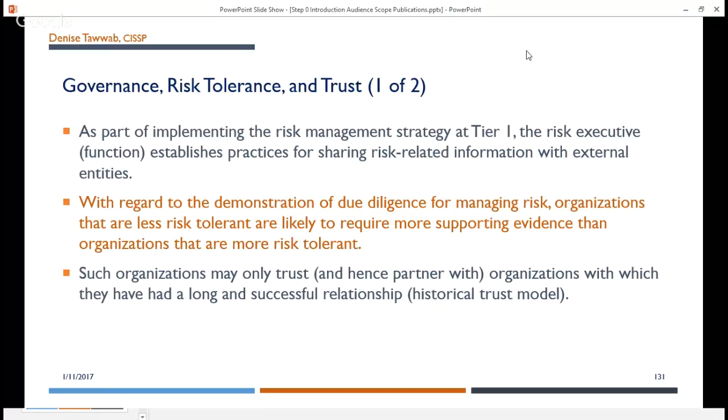Governance, risk tolerance, and trust. As part of implementing the risk management strategy at Tier 1, the risk executive function establishes practices for sharing risk-related information with external entities. With regard to demonstrating due diligence for managing risk, organizations that are less risk tolerant are likely to require more supporting evidence than organizations that are more risk tolerant. Such organizations may only trust and hence partner with organizations with which they have had a long and successful relationship. And that's your historical trust model.